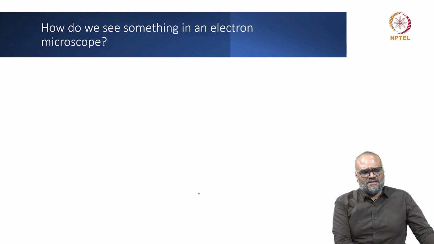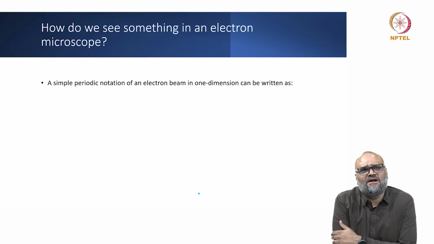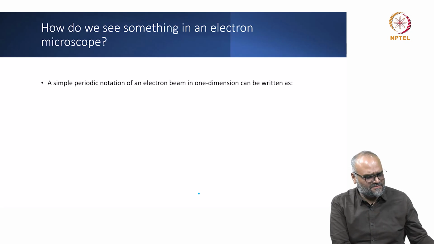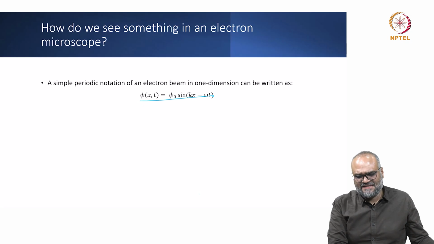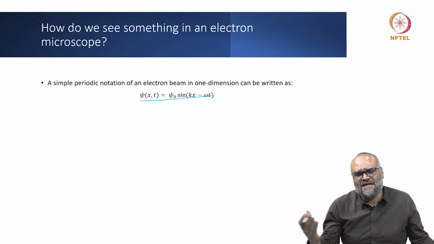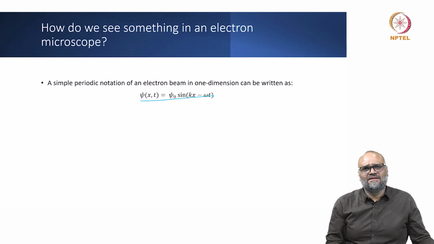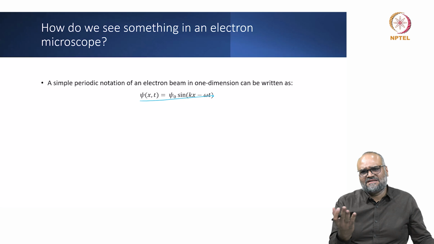So, how do we see something in an electron microscope? Like I was mentioning, a generalized equation. If I draw a simple periodic notation of an electron beam in one dimension, you can write it as psi of x comma t is psi naught sine kx minus omega t. And within a microscope, you are recording information averaged over time, typically in the order of a few milliseconds or a few seconds. And in this particular scenario, the information I record is averaged over this period of time.